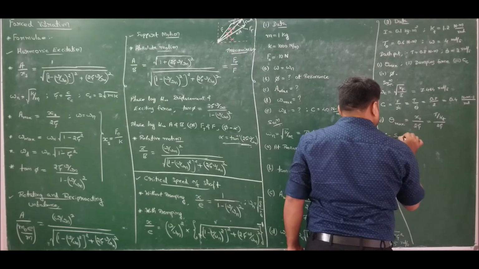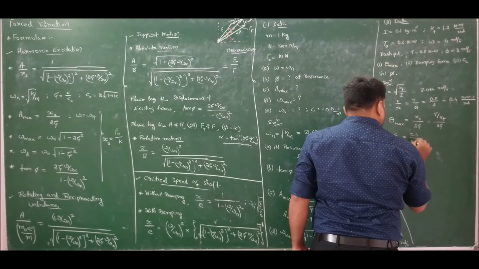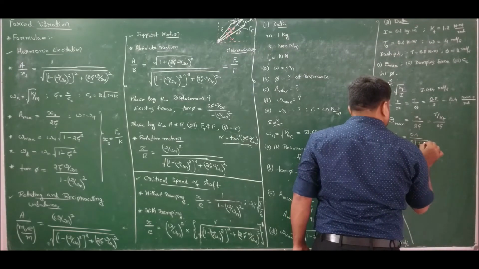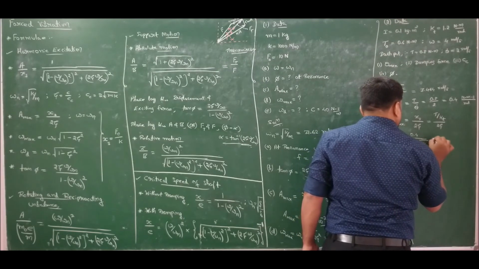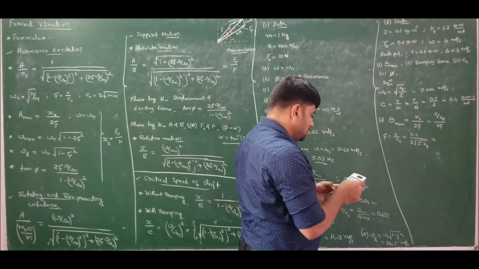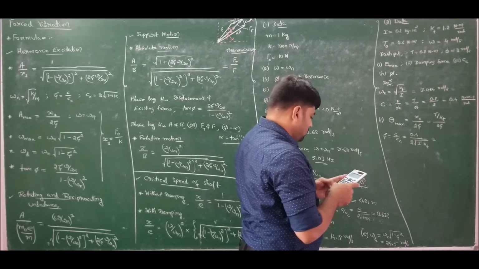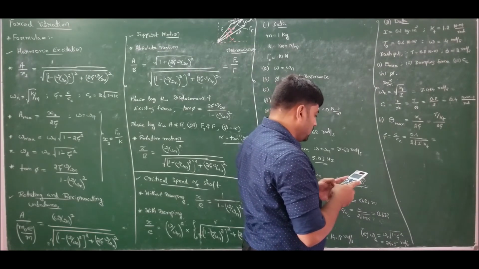Zeta is C by cc. C is known, 0.4. cc is 2 root mk. M should be replaced by I, and K should be replaced by kt, the torsional stiffness. Now if I substitute and solve, I will get the damping coefficient zeta as 0.4 divided by 2 times the square root of the mass moment of inertia, 0.1, into the torsional stiffness, 1.2.